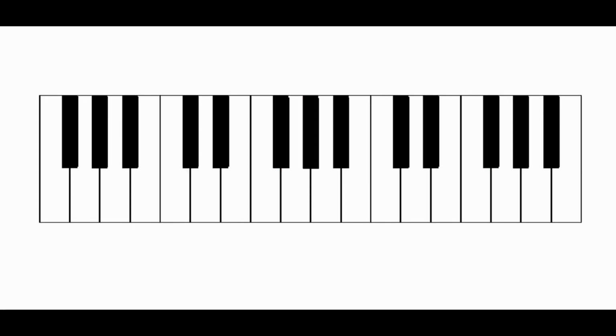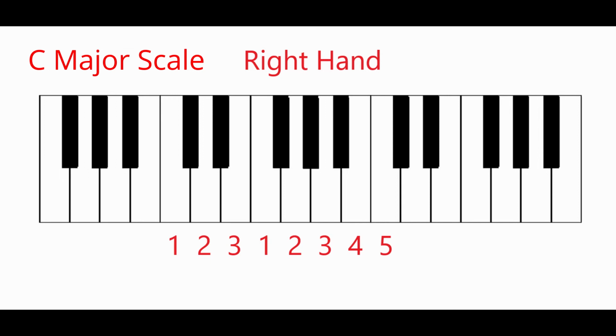Let's move on to something a little bit more challenging, a C major scale. A scale is 8 notes that start at 1 note and end at that same note an octave higher. A scale is made up of whole and half steps. A whole step has a distance of 2 notes, and a half step has a distance of 1 note. With your right hand, start with your first finger on C and play the first 3 notes with your first 3 fingers. Then, cross your thumb under your middle finger and play the F note, and continue with the remaining 4 fingers.